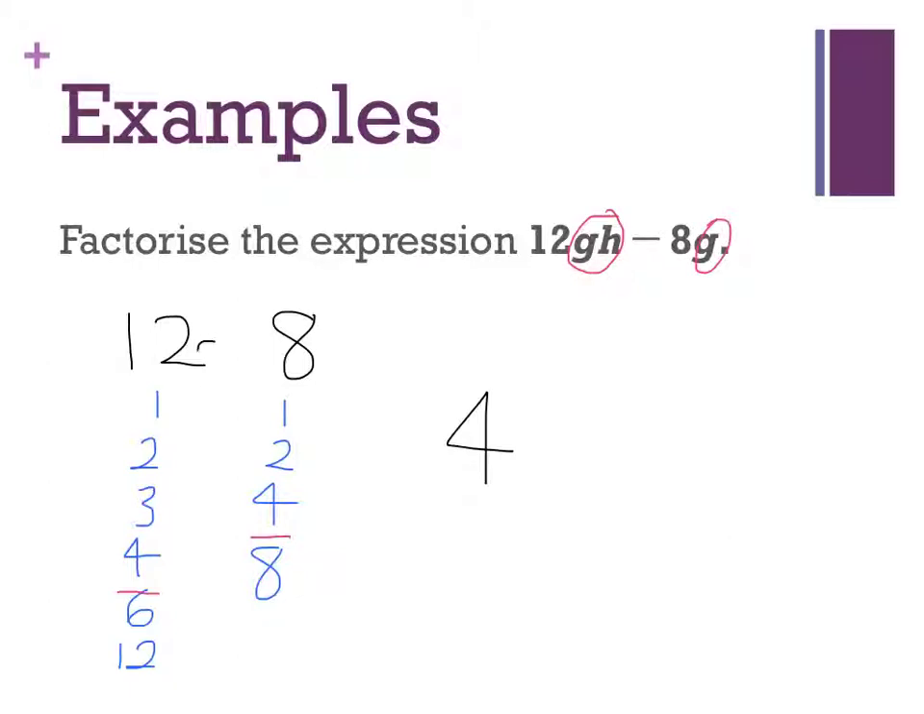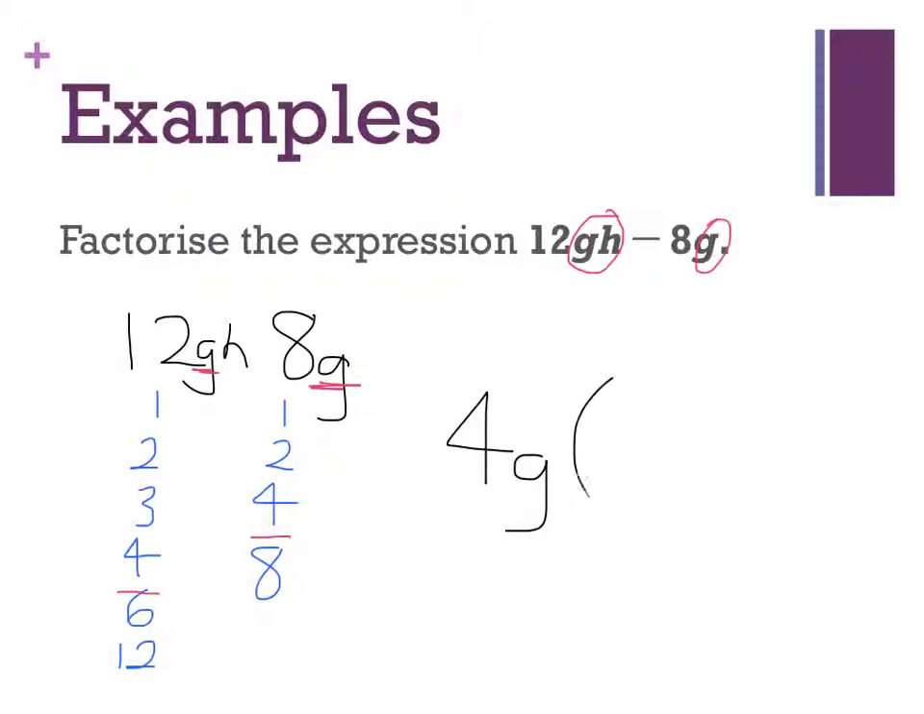So it's 12GH and 8G. I've got a G there and a G there. So that's another common factor amongst my pronumerals. So I've dealt with my numbers, now I'm looking at my pronumerals. G is common to the two. As soon as I have something common to the two of them, guys, that becomes a common factor as well. So I can actually put 4G on the outside of my brackets.